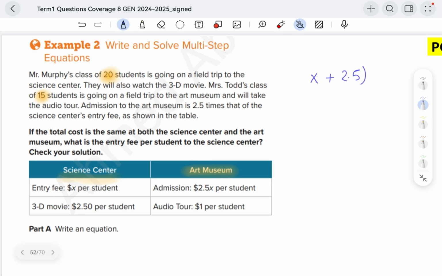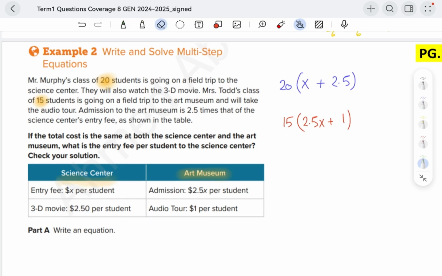If we want to find the total cost, we have 20 students who went to the science center trip. So we're going to multiply the cost by 20. We're going to do the same to find the total cost for the art museum. Each student paid 2.5x for the admission fee plus $1 for the audio tour. And this is the cost per student. We're going to multiply this by 15 to find the total cost.